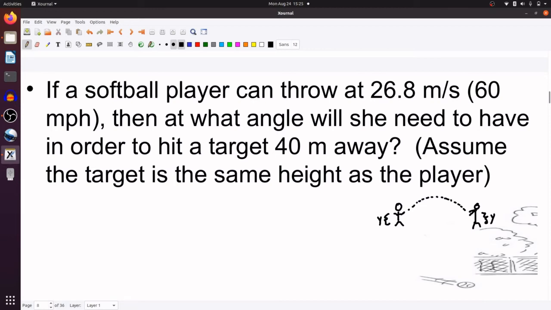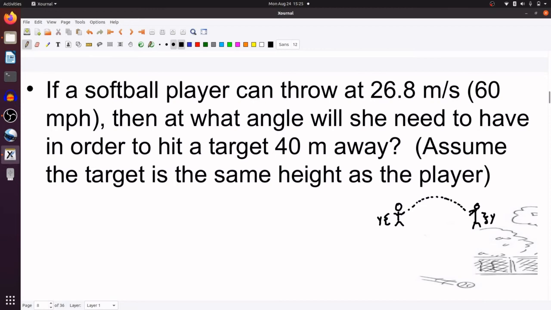So let's say there's a softball player, and I looked this up at one time. 60 miles an hour is roughly the top speed, so 26.8 meters a second. What angle will she need to have in order to hit a target 40 meters away? And we'll assume that the target is the same height as the player. So I sketched a little doodle here. Basically, we throw it up and it hits here. The initial height and the final height are going to be the same.